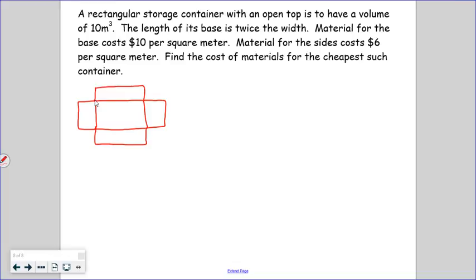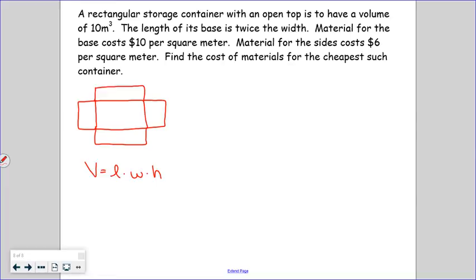Okay. And it does give us a little bit of information about the initial condition that we're looking at here. It says it has a volume of 10 meters cubed. And I know that in a rectangular prism, volume comes from length times width times height. It gives us a little bit more to deal with as well.